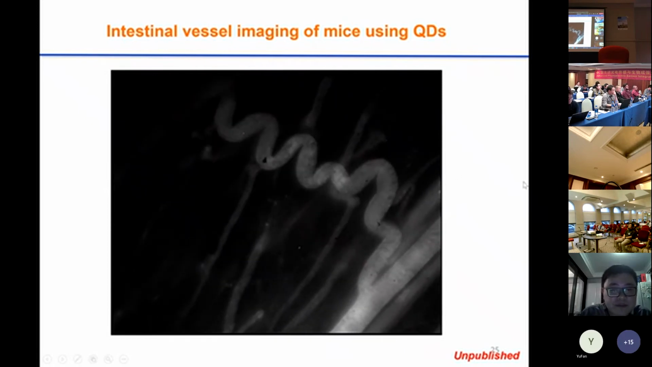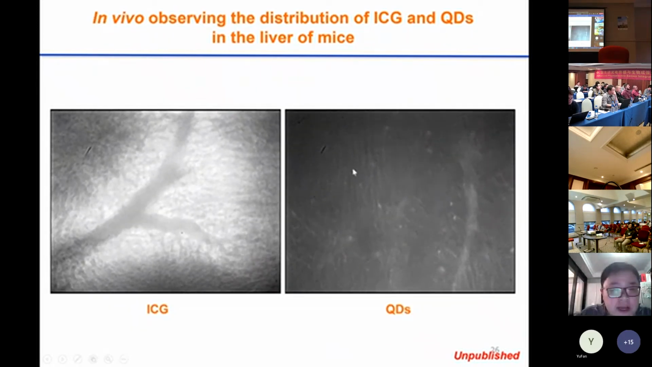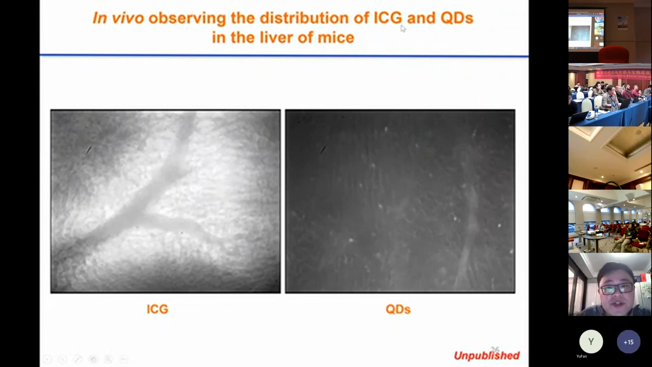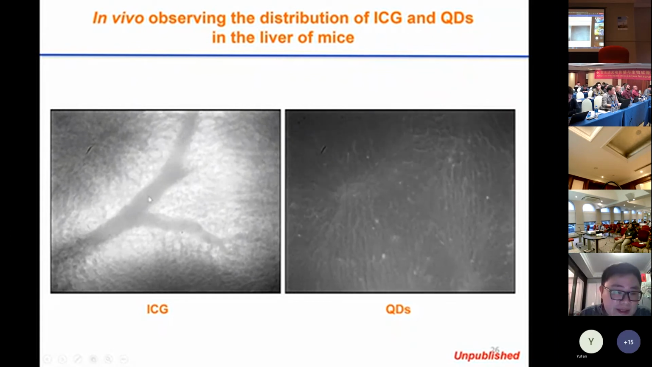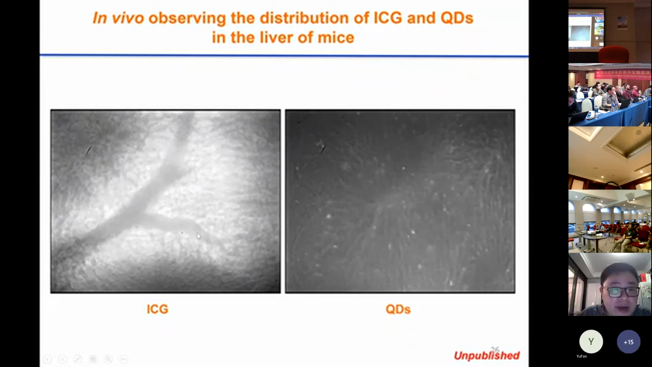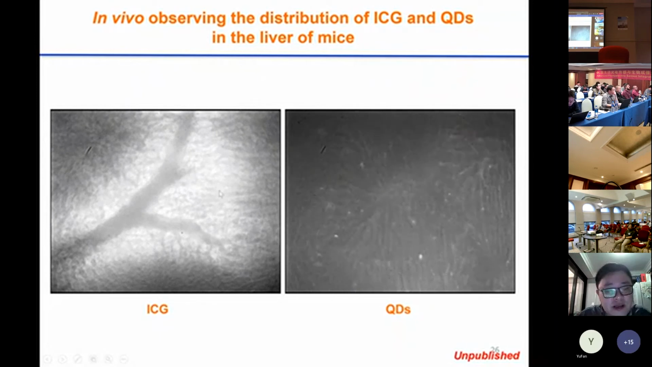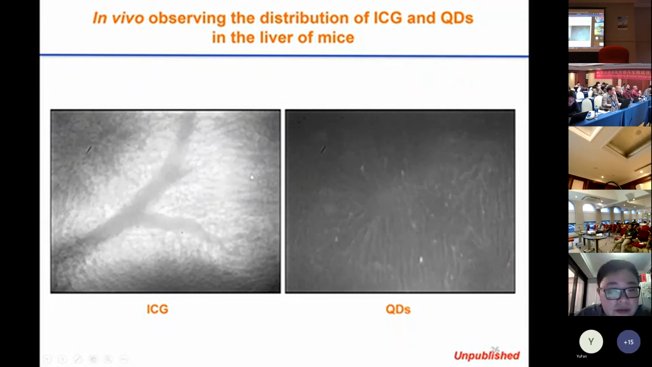And then we used our method to observe the distribution of ICG and quantum dots in the liver of mice. Here it is also in vivo bioimaging. We did not take the liver out from the body of the mouse.